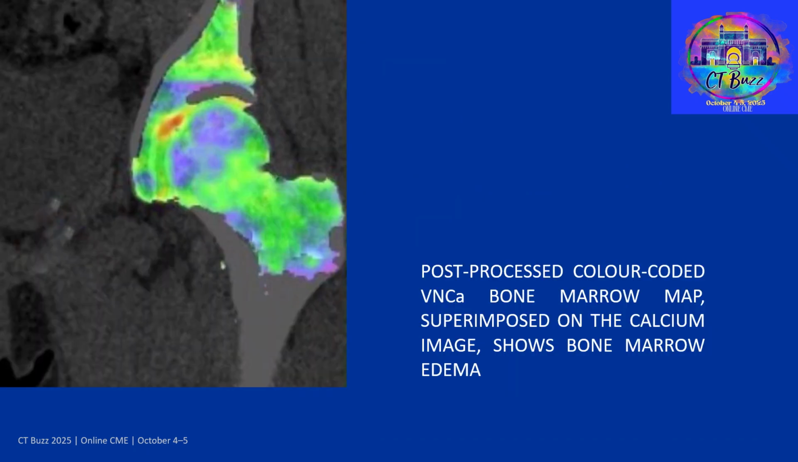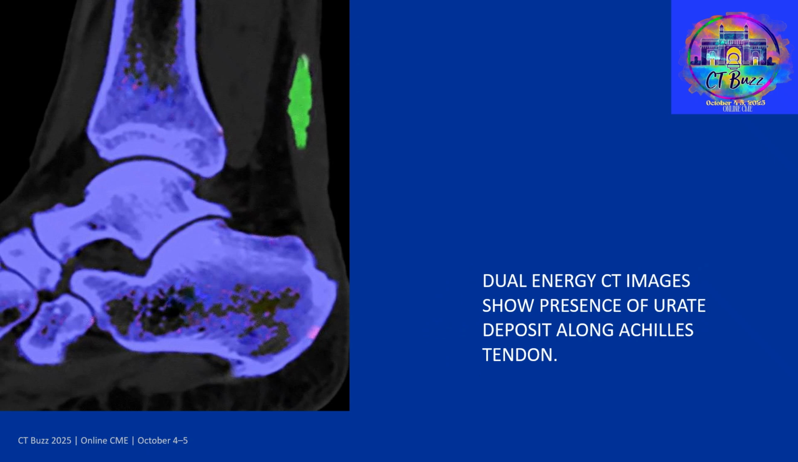This was a case of fracture of femur neck. It is a post-processed color-coded bone marrow map superimposed on calcium image. The highlighted region represents marrow edema here. This dual energy CT image shows a urate deposit along Achilles tendon. The color-coded map highlights monosodium urate crystals, which is very useful in diagnosing and monitoring gout.